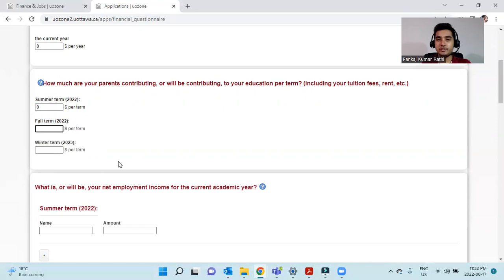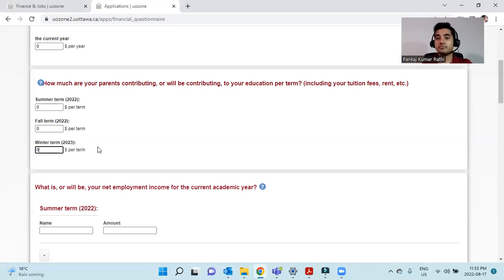What happens is, if you have taken an education loan, you can say that you have taken an education loan. This loan is not provided by your parents, since you are an independent student, right? So in the first question, we marked independent student. If you're an independent student, that means we are funding ourselves. We are funding ourselves means we have taken the education loan and we will be clearing that education loan back. So if your parents are not contributing, that is, if you have taken the education loan, do mention that fall term is zero and winter term is zero. That is, your parents are not contributing, but you have taken an education loan.